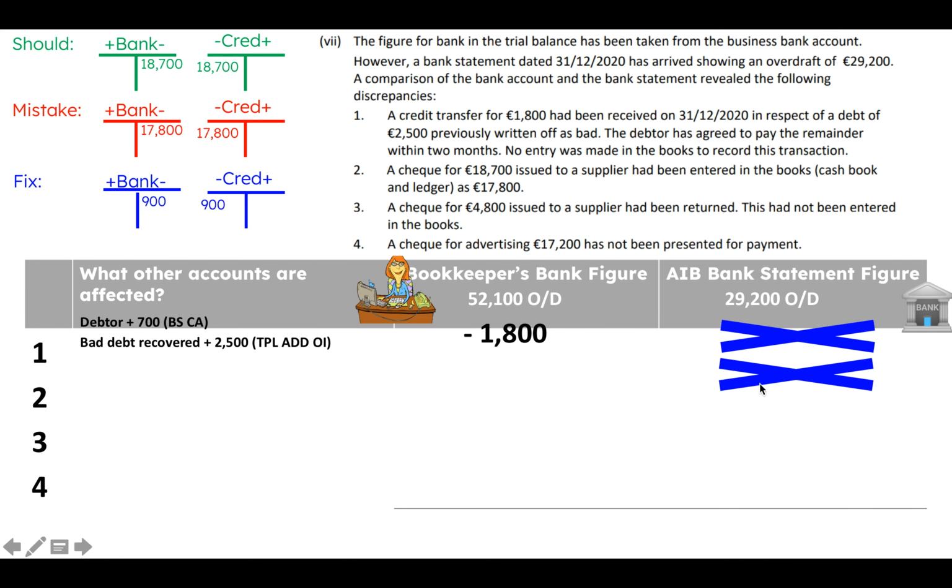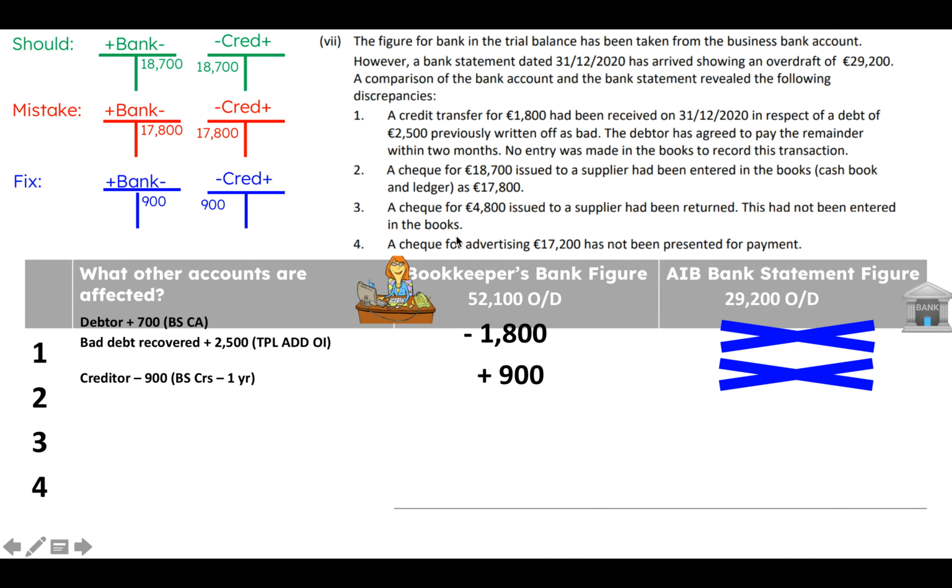So it's not going to affect the bank. Okay. The 900 is going to increase the overdraft. So that's why we plus, because this is an overdraft. And then the creditor, we are going to minus 900 there as well. Then we have number three, a cheque for 4,800 issued to a supplier had been returned. This had not been entered in the books.